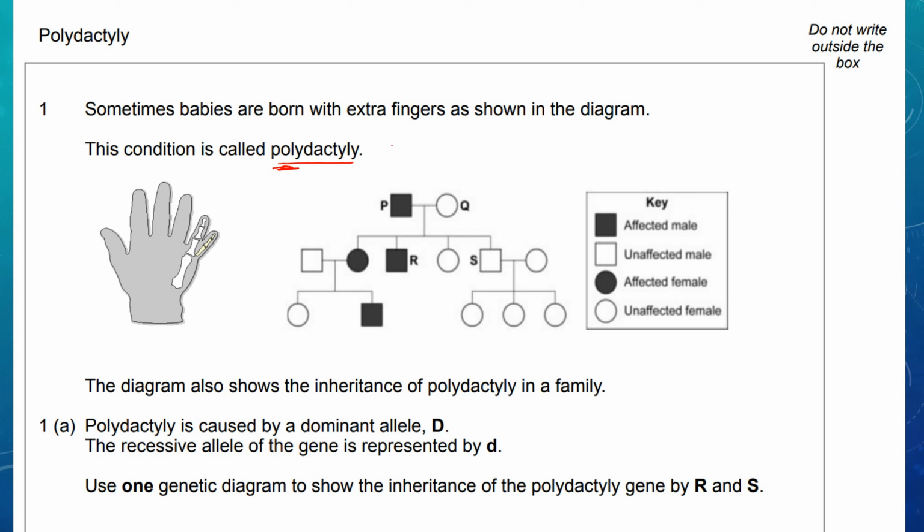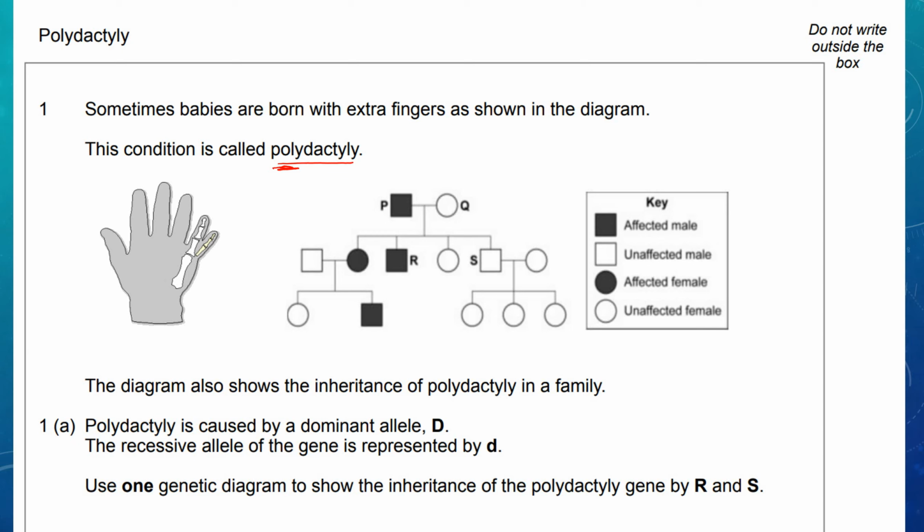We call this diagram here a family tree diagram. And the key at the side gives us a little bit of information to help us read it and understand it. An affected male is always a square and it's coloured in black in this particular key, whereas an unaffected male would be white. An affected female is shown as a circle and is coloured in black, whereas an unaffected female is a circle and white.